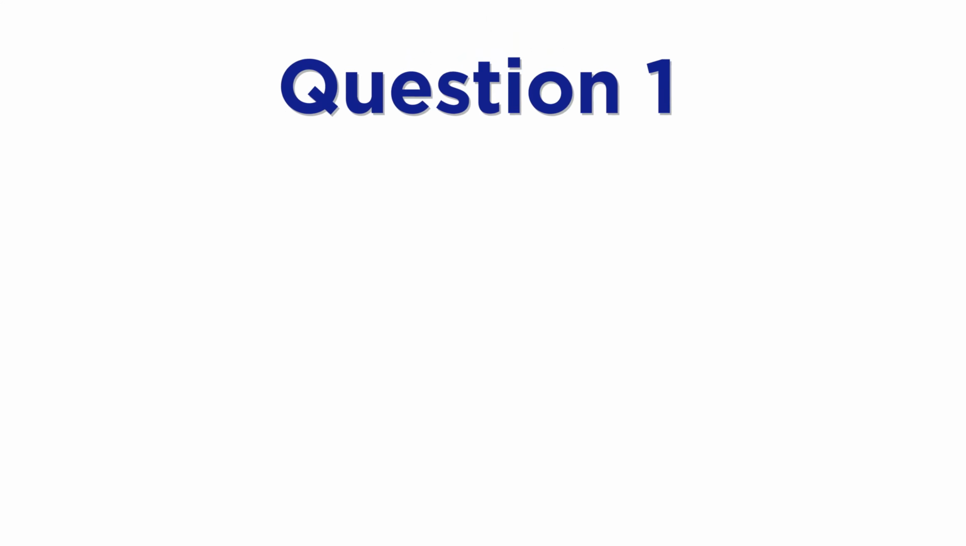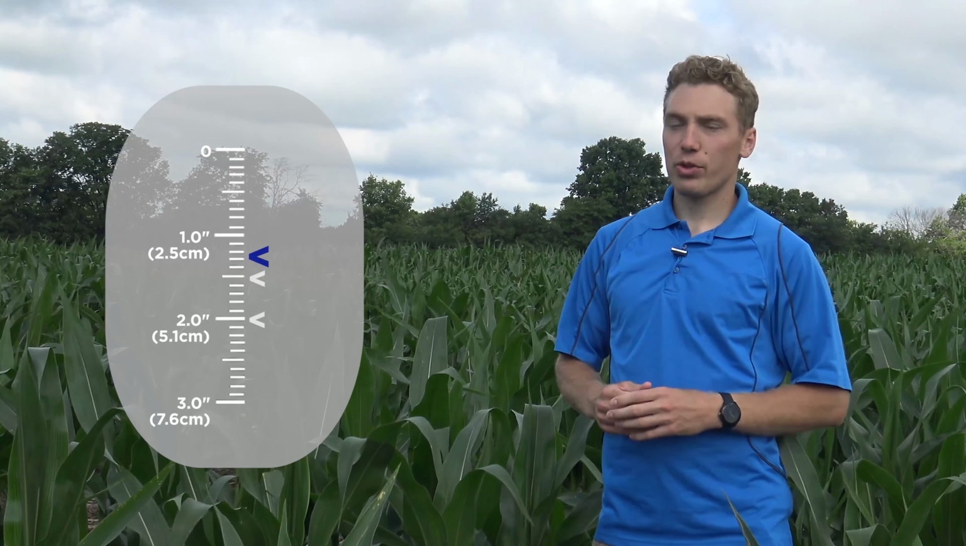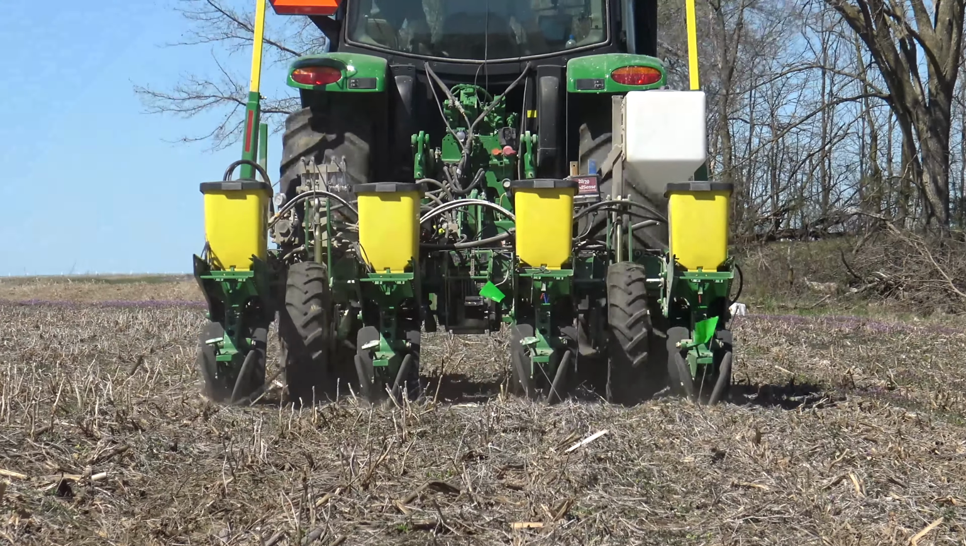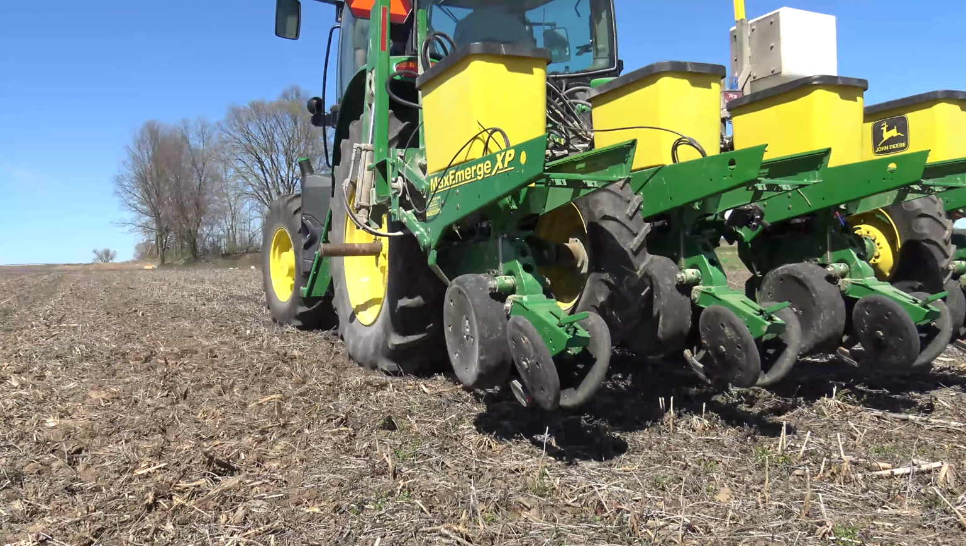The first question we want to answer is, what is the optimal planting depth? Current recommendations for corn planting depth is 1.5 inches to 2 inches. With this research, we're going from 1.5 to 3 inches by 1/2 inch increments. The John Deere planter was equipped with hydraulic downforce and smart firmer sensor systems. This allowed the planter to consistently achieve target planting depth treatments while monitoring seedbed conditions.